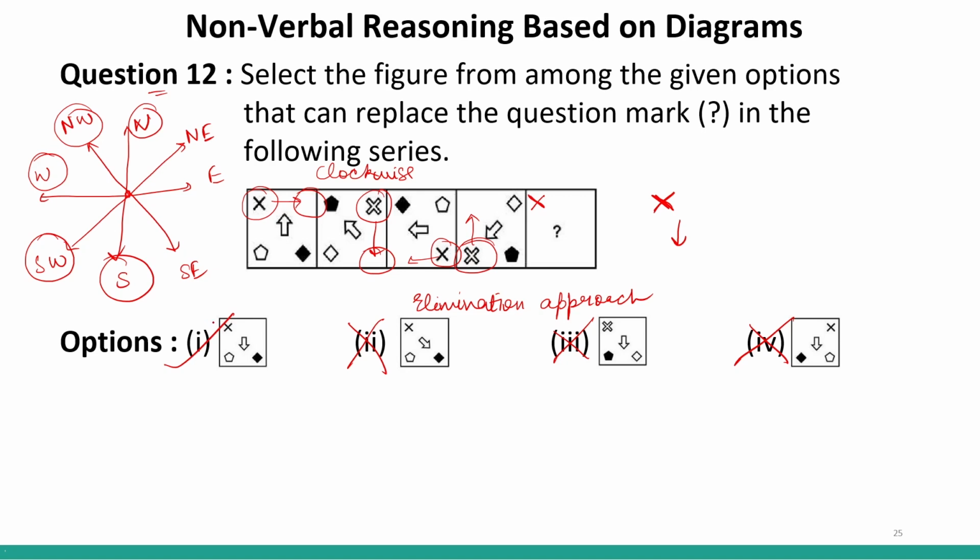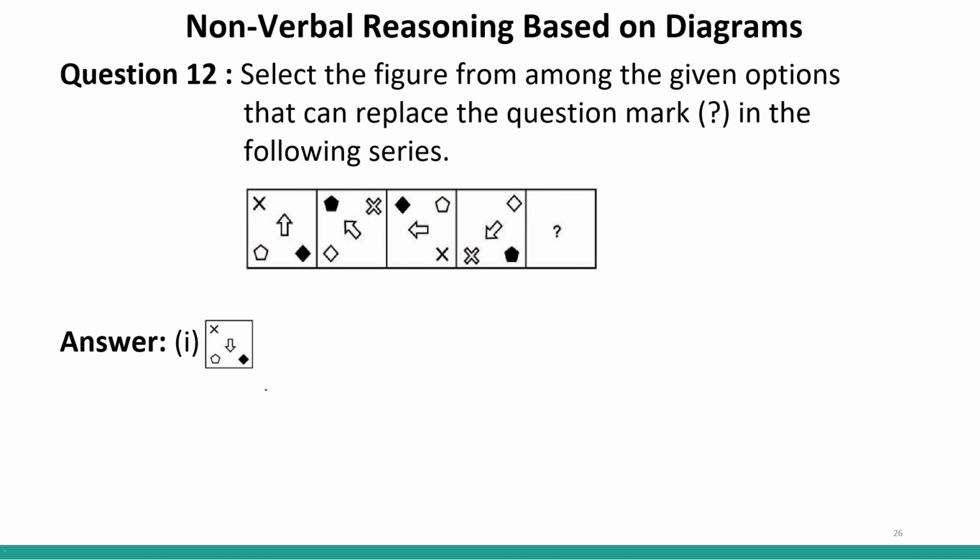If you want, we can check for other elements also. If I look at this pentagon, it moves up, gets shaded, it moves side, gets unshaded, then it moves down again, gets shaded. So clearly it will come over here unshaded. Then similarly the diamond is here shaded, it moved here unshaded, then shaded, then moved here unshaded. So clearly the diamond will be here and it will be shaded. So all the elements are correct in option number 1. So option number 1 will be your correct answer. Okay. Now let us move on to question number 13.